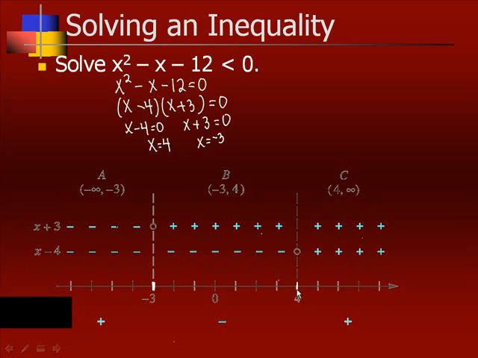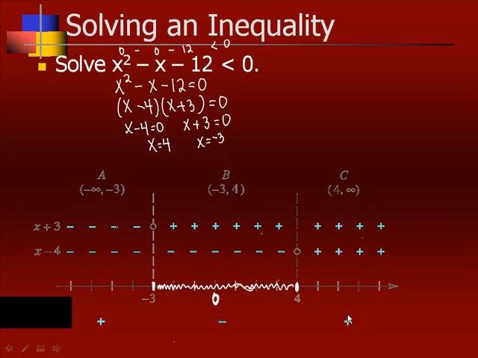So we're going to do a number line and we're going to find 4 and negative 3. Now we're going to pick a number in each interval. I'm going to pick 0 because 0 is between negative 3 and 4. When I plug it back into the original problem, I get 0 minus 12, which is negative 12. Negative 12 is less than 0.